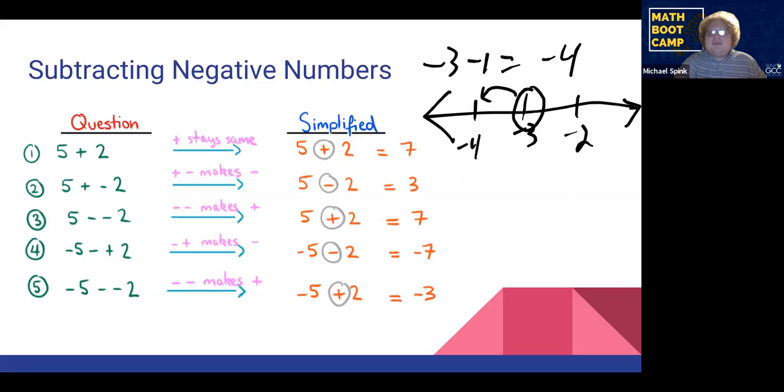If we have -3 minus 1, we'll have -4. We are moving to the left. If we start at -3 on the number line and move 1 to the left, we will end up at -4. Think of it like money once again. If I owe the bank $3 and I borrow another, I will now owe the bank $4. I'm going to be more in debt.